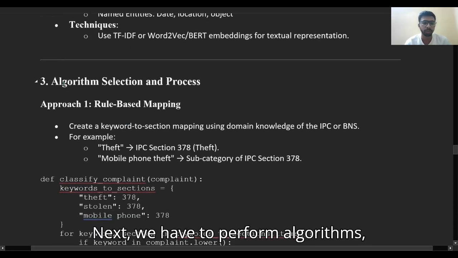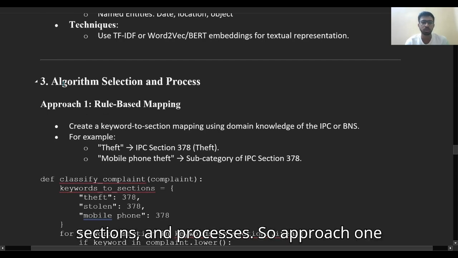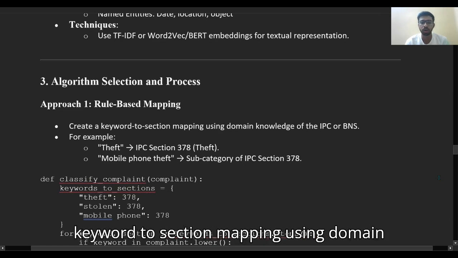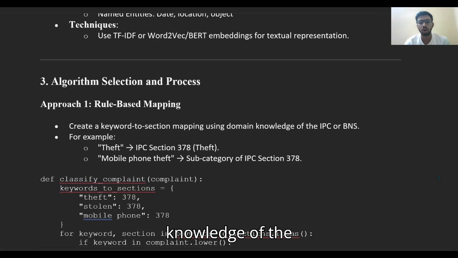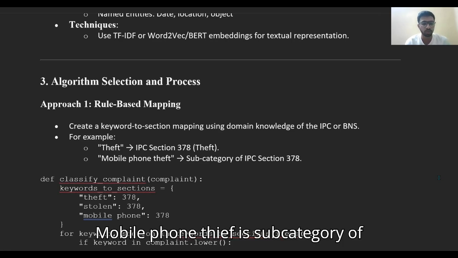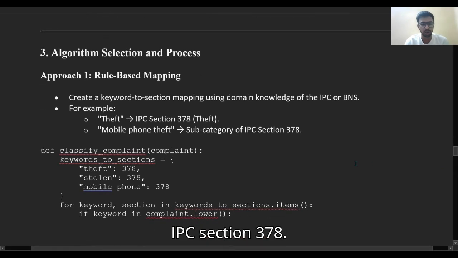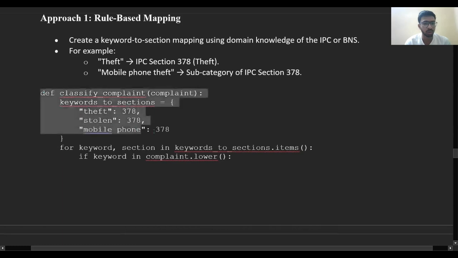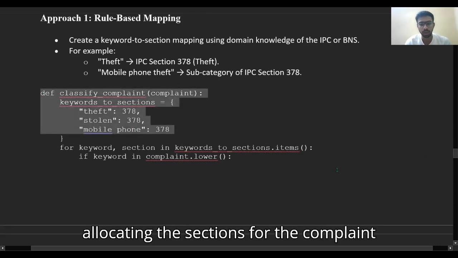Next, we have to perform algorithms, sections, and processes. Approach one will be rule-based mapping. Create a keyword-to-section mapping using domain knowledge of the IPC or BNS. For example, theft is IPC 378. Mobile phone theft is a subcategory of IPC section 378. So this is the Python code for allocating the sections for the complaint.